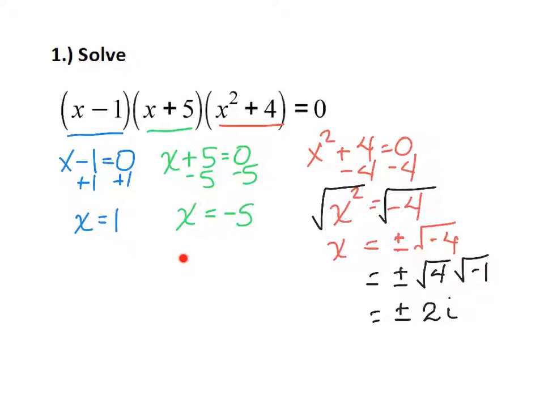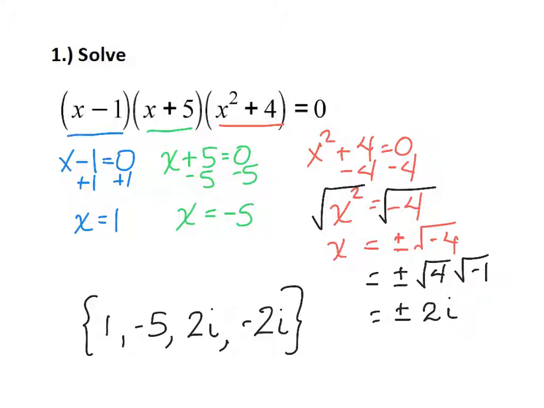So we have two real solutions and we have two imaginary solutions. So I'm going to just write those as a set. One solution is 1, the other one's negative 5, positive 2i, and negative 2i. Those are our four solutions.